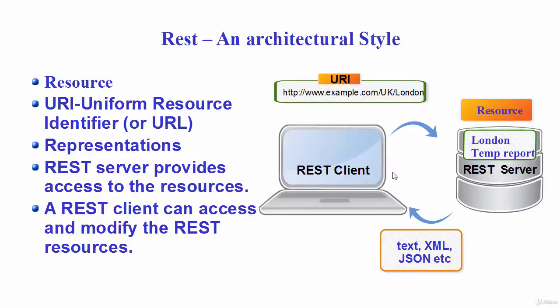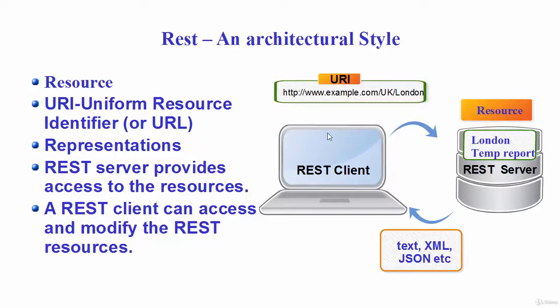Now if we think logically, a resource must have at least one URI, right? If the resource doesn't have any URI, how will you access this resource? So in REST architecture, you must have a URI to access or modify this resource. For example, if you don't have this URI UK/London, how will you identify this resource in the REST server?